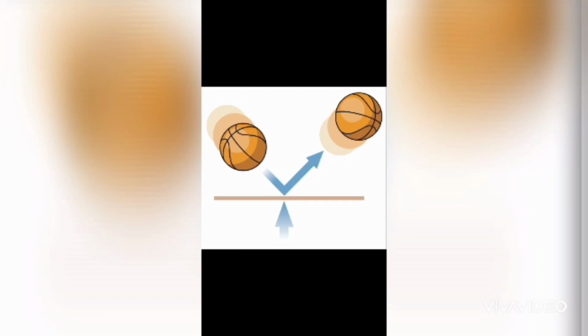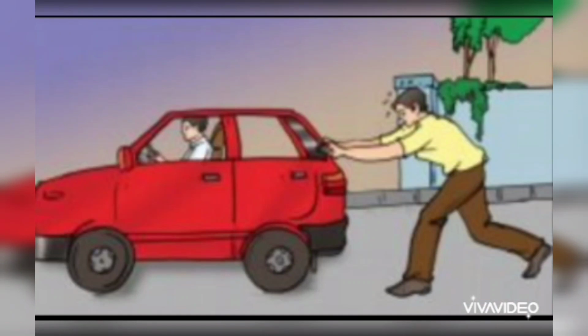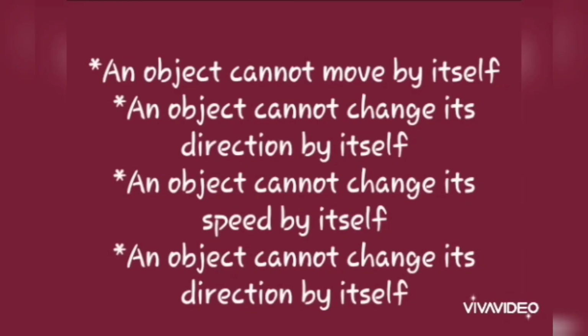If there is no action of force, an object cannot move. That is, when the man does not push, the car will not move. If the man pushes the car, then only the car will move. That is, the car cannot move by itself. Without the action of force, the car cannot move by itself.